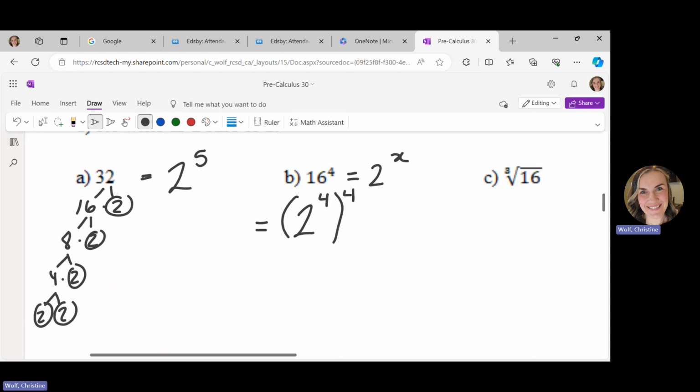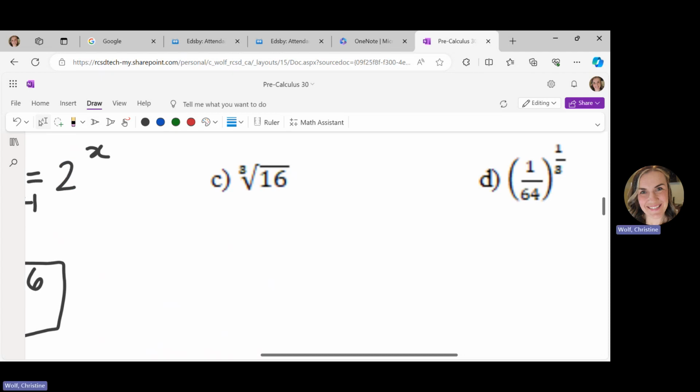When you have an exponent side by side with an exponent, you multiply them. It is 2 to the power of 16. Okay? So x is 16, or our exponent is 16. So this is just your answer right here. You can just break down 16 to 2 to the power of 4, raise it to 4, and you have 2 to the 16. Okay? All right.